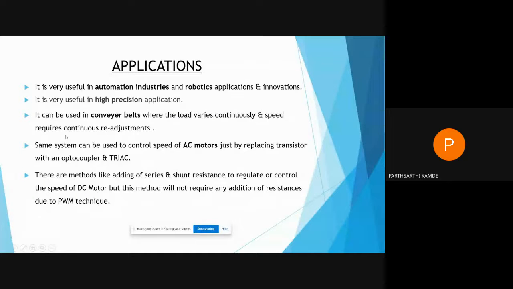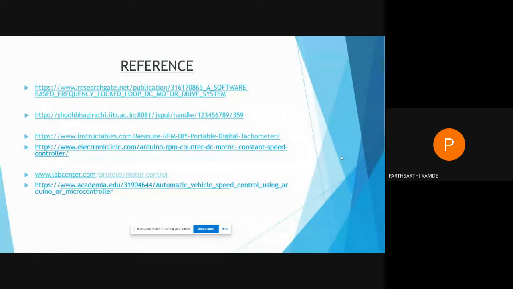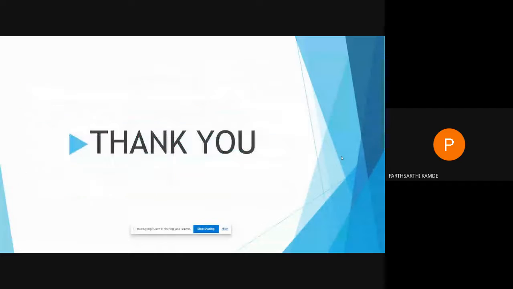speed, and calculations get a lot simpler. And also we know that Arduino supports IoT or Wi-Fi applications, so speed can be changed manually from a very distant place. These are the references. Thank you.